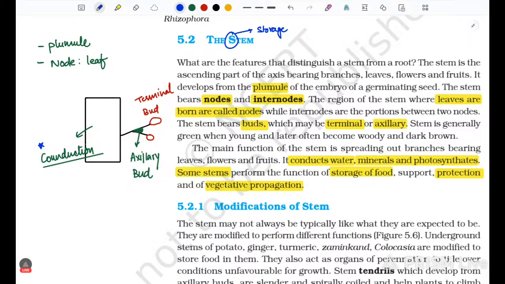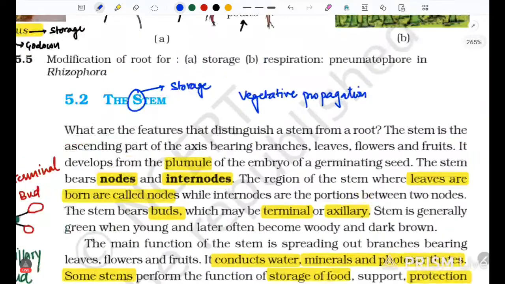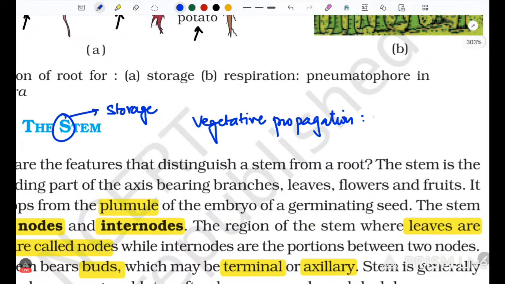And some stems can be used for vegetative propagation also. What is the meaning of vegetative propagation? Propagation is growing a new plant by using an old plant.